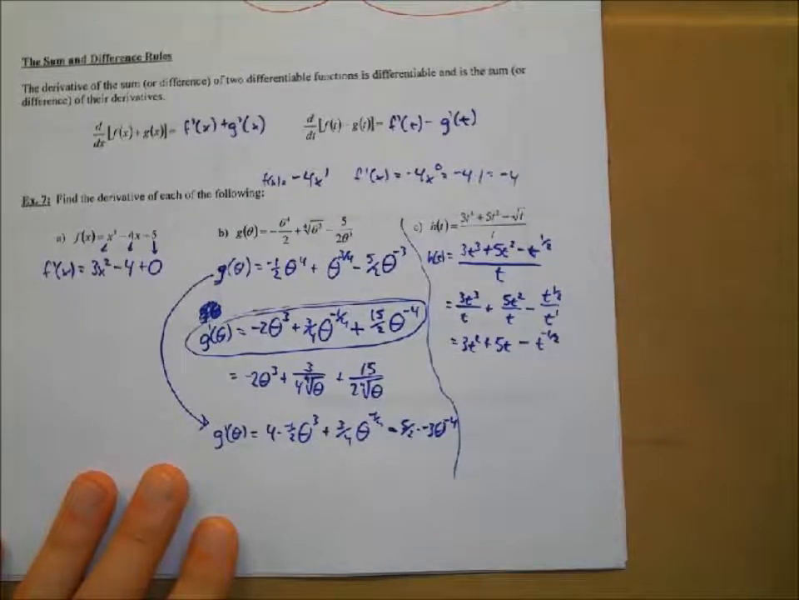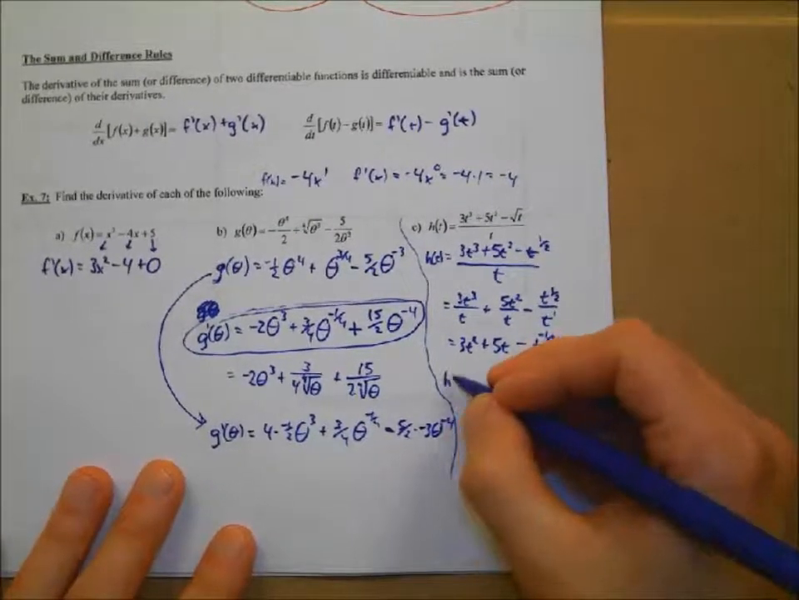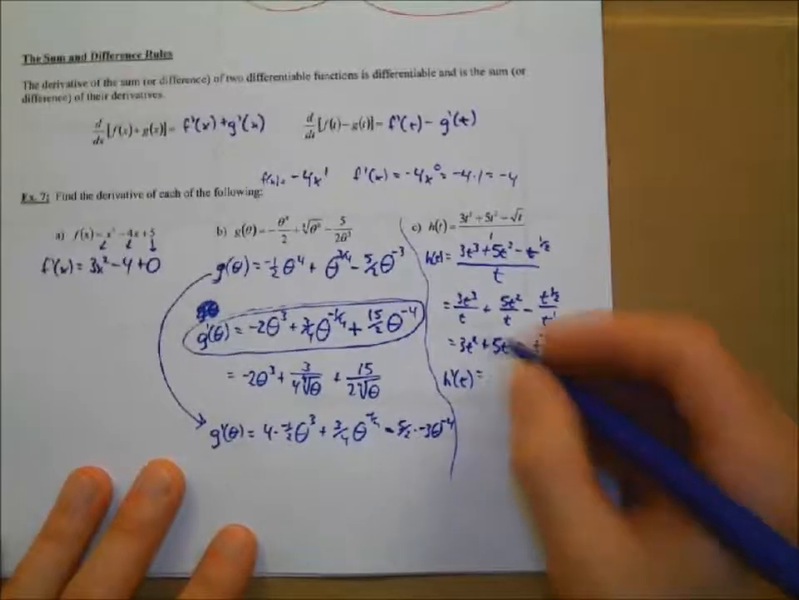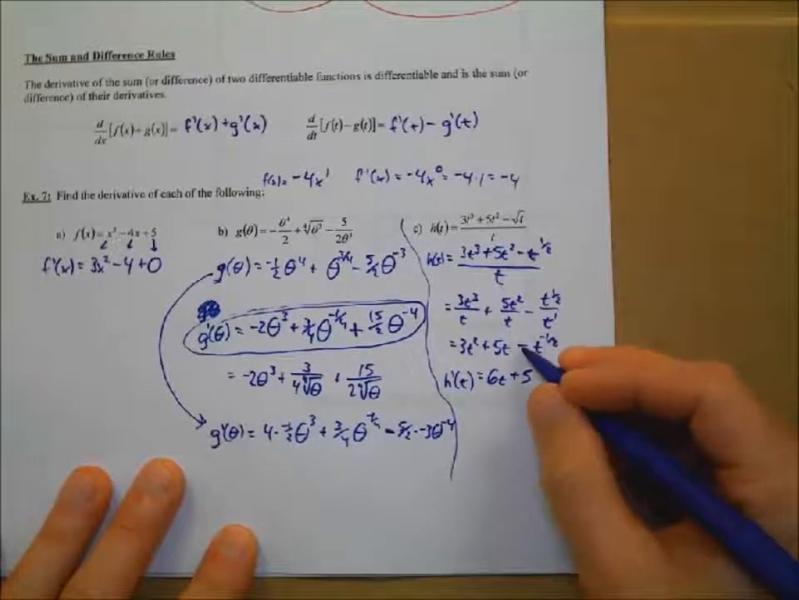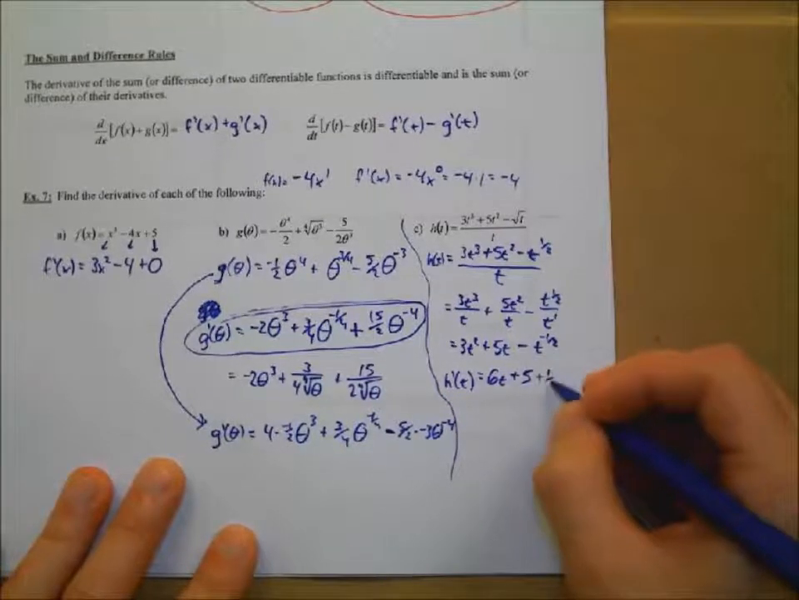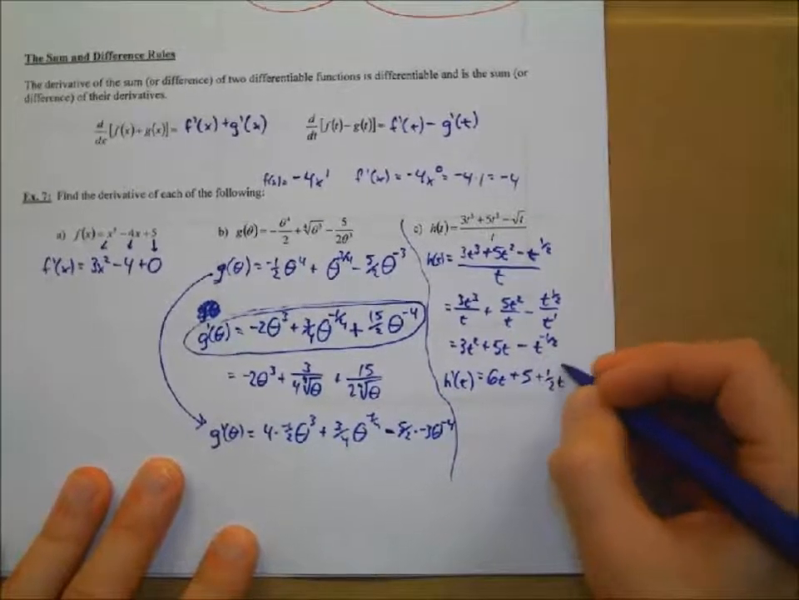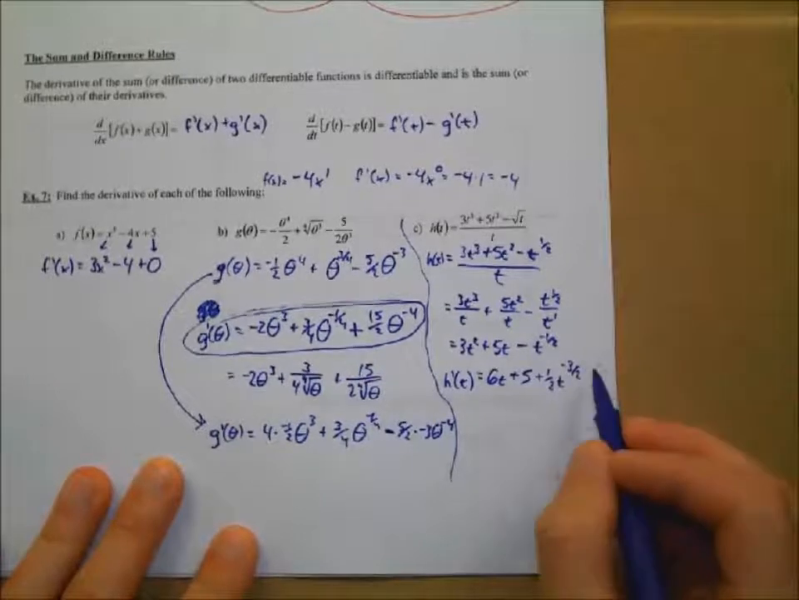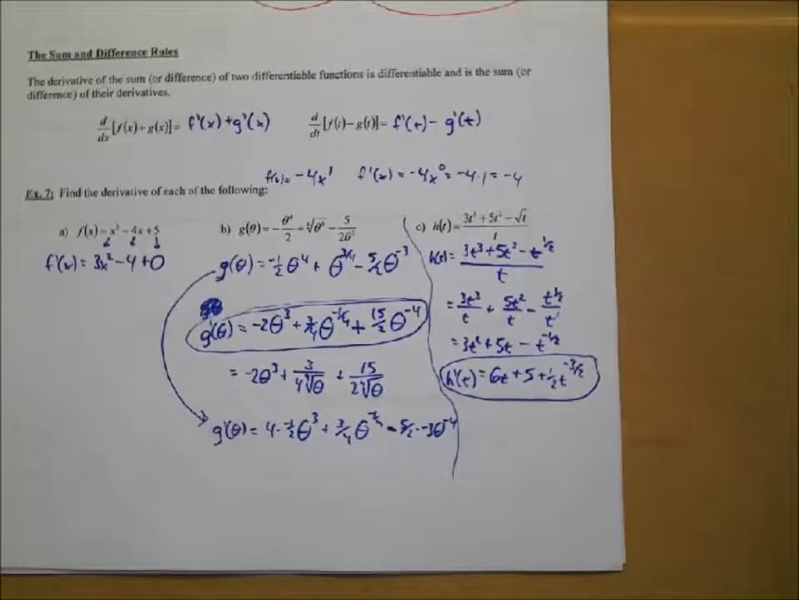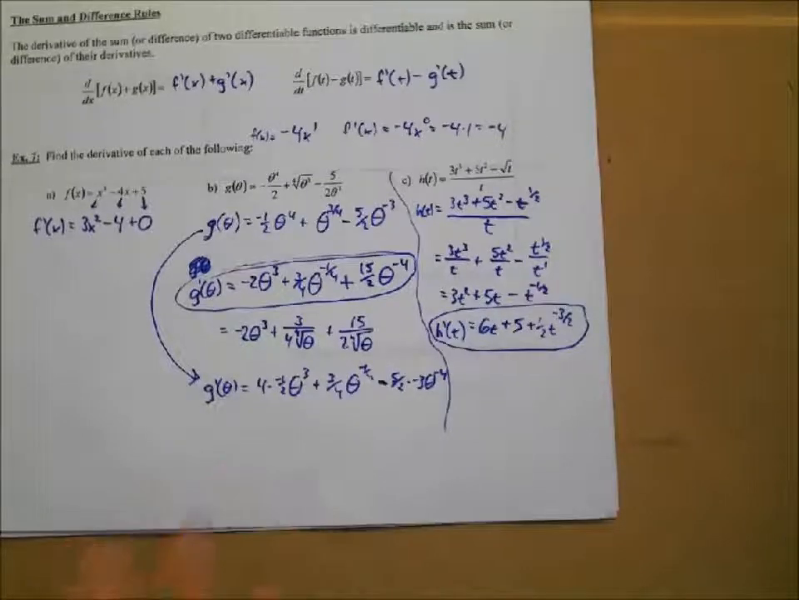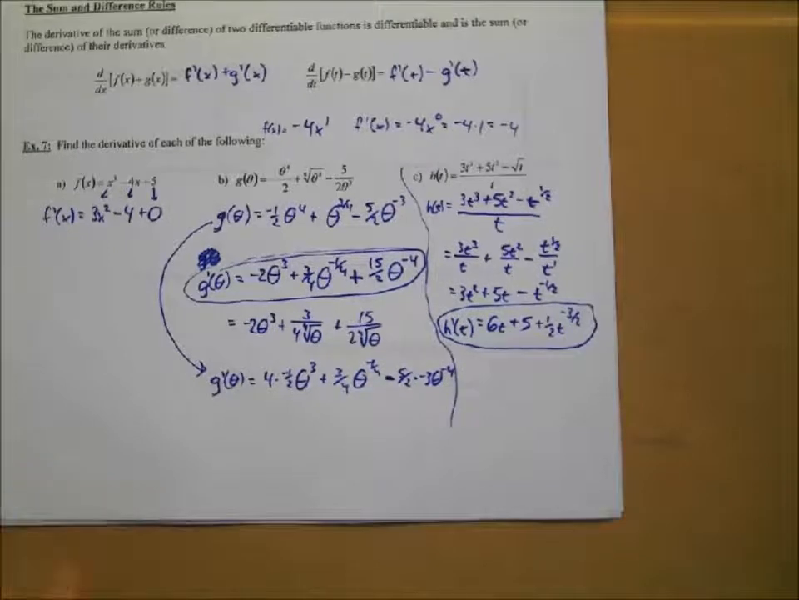We still have to take the derivative. Oops. So it's going to be 6t plus 5. Negative 1/2 times a negative 1 becomes positive 1/2. And then subtract 1 from your exponent there, negative 3/2. There's our derivative. Okay, there's our derivative. Okay, questions on any of that?